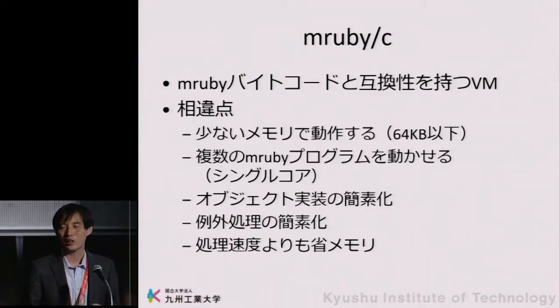So what did mruby-C do? It has compatibility with mruby. However, it uses smaller memory than 64 KB, maybe 60 or 30 right now, and it will operate multiple tasks. The OS is not incorporated. However, it can run multiple programs at the same time, which would normally be handled by the OS.